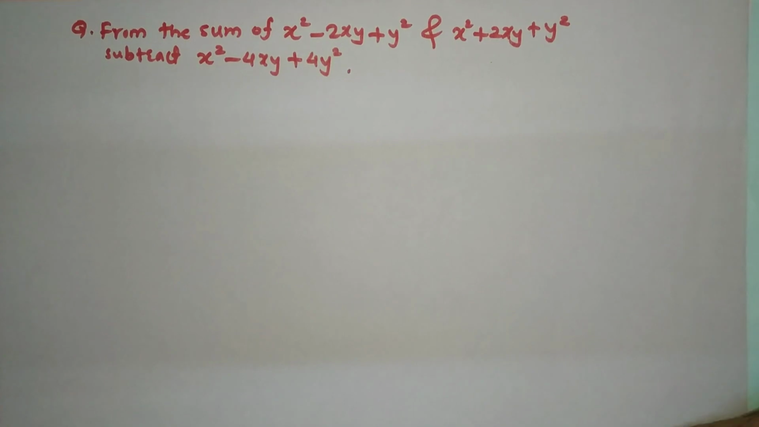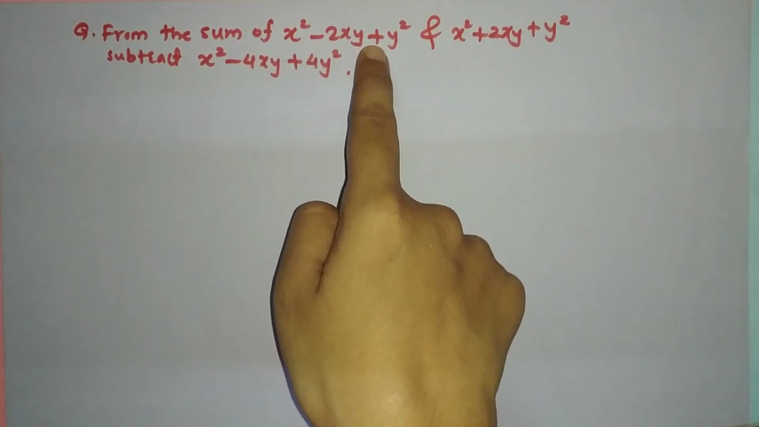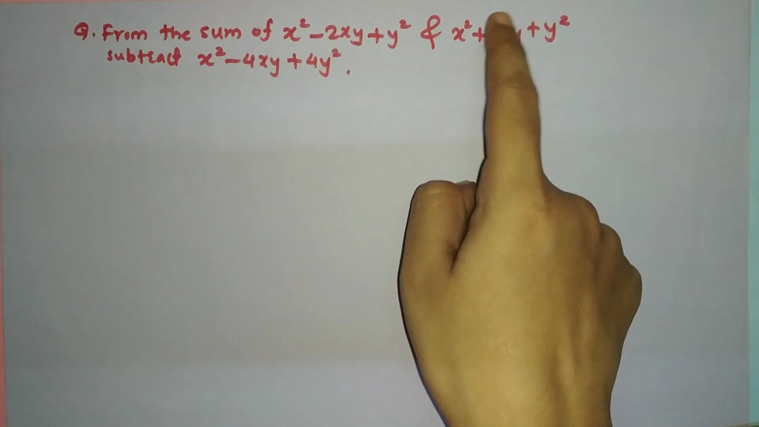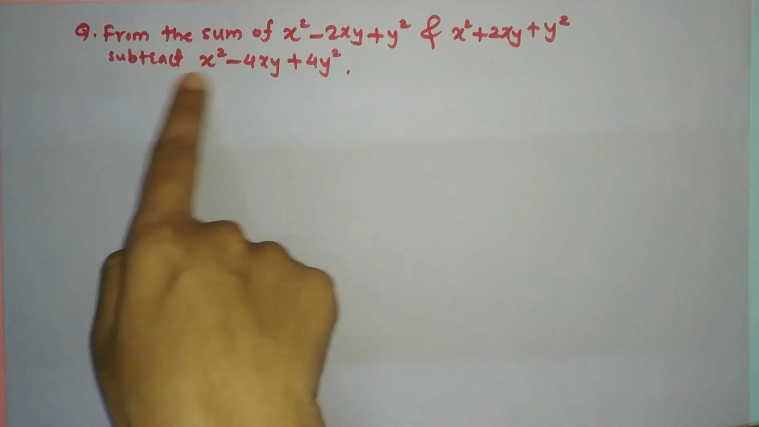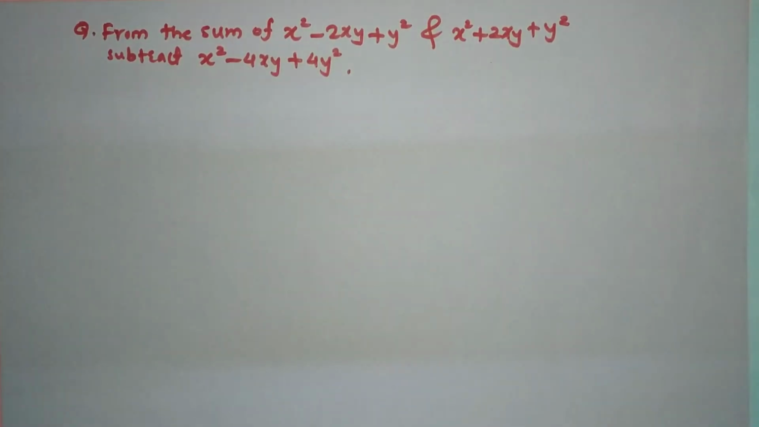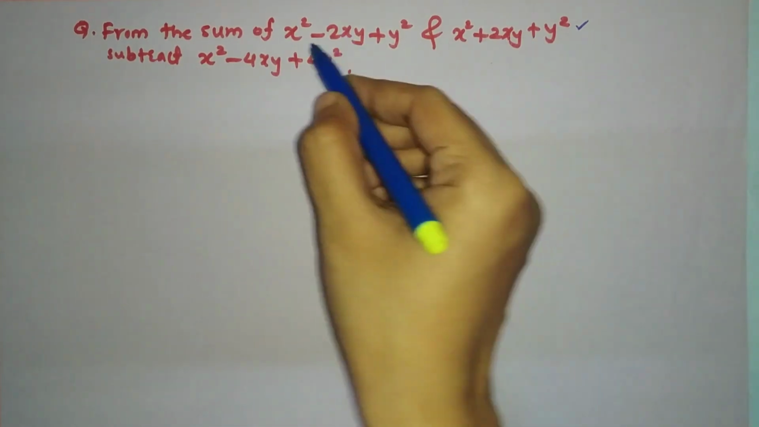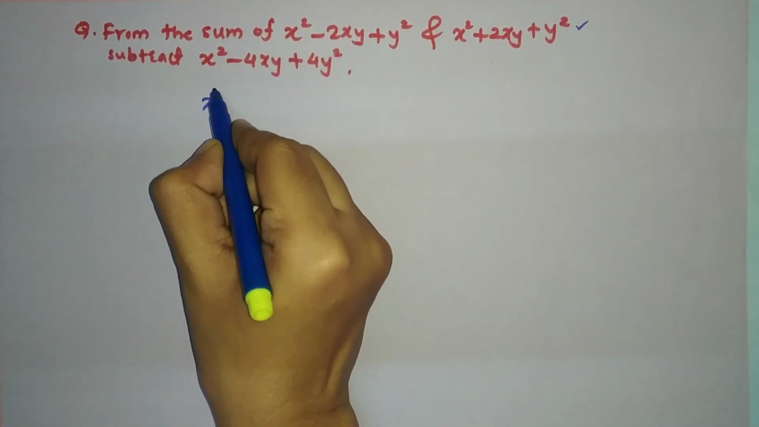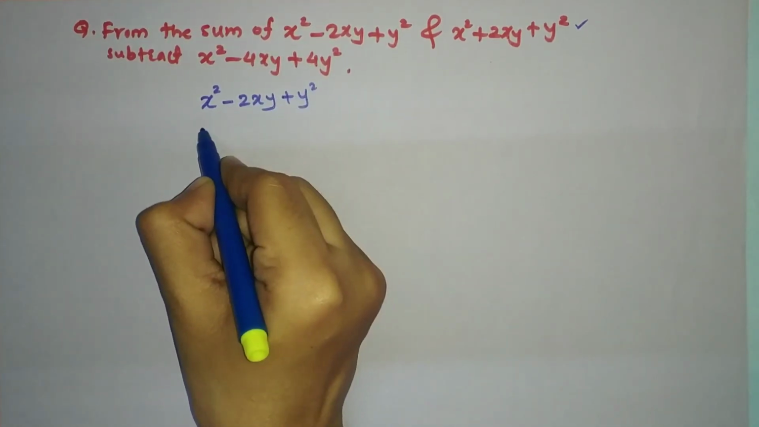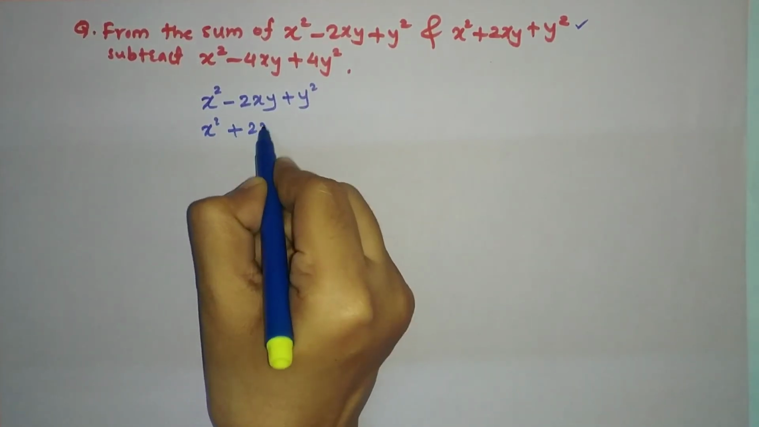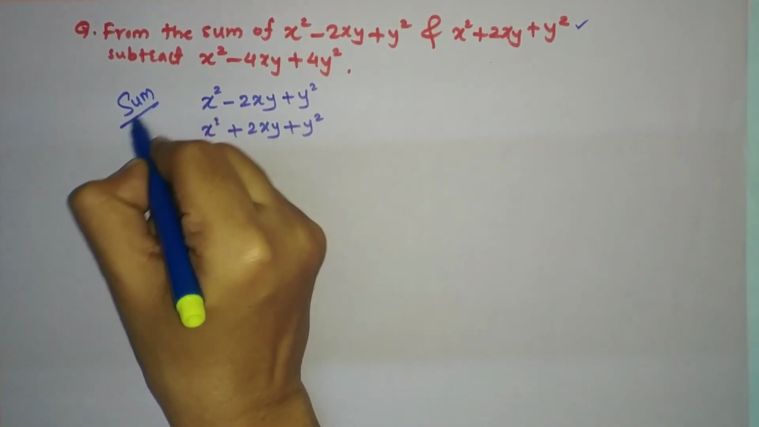So next our question is from the sum of x square minus 2xy plus y square and x square plus 2xy plus y square, we need to subtract these expressions. So first we have to perform our first question, that is we'll find out the sum of these two expressions. We'll write down x square minus 2xy plus y square, and we need to add it with x square plus 2xy plus y square. First of all we will perform the sum.